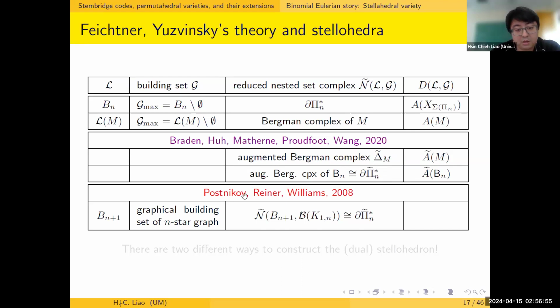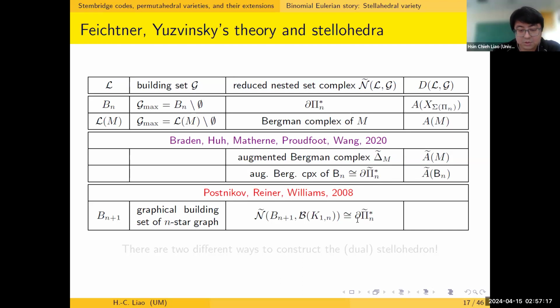On the other hand, Postnikov, Reiner, and Williams in 2008 consider L to be the Boolean lattice B_{n+1}, and then some building set called the graphical building set of an n-star graph. And in this case, the reduced nested set complex is also the boundary of the dual stellohedron.